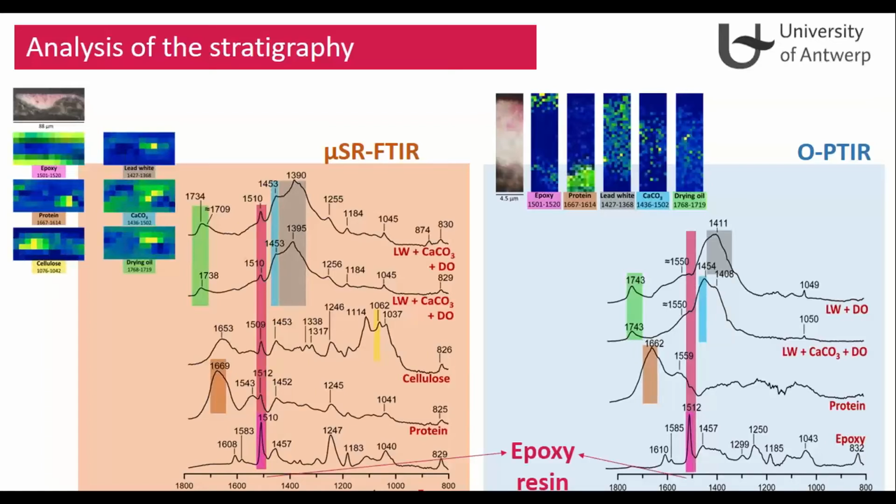I would like to give specific detail on this band at 1510. This band is related to the epoxy resin, and as we can see in the results from the synchrotron FTIR, we can see this band in all the spectra collected, while in O-PTIR we can see the band only in the epoxy areas.